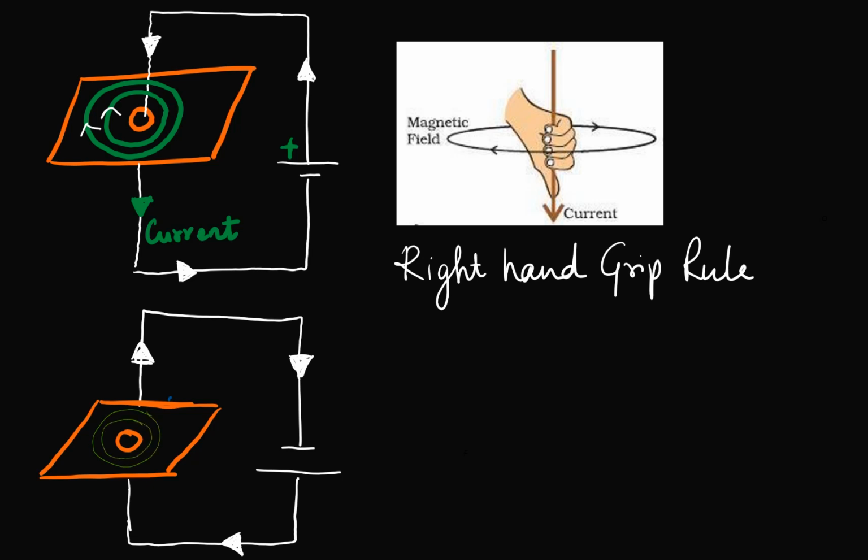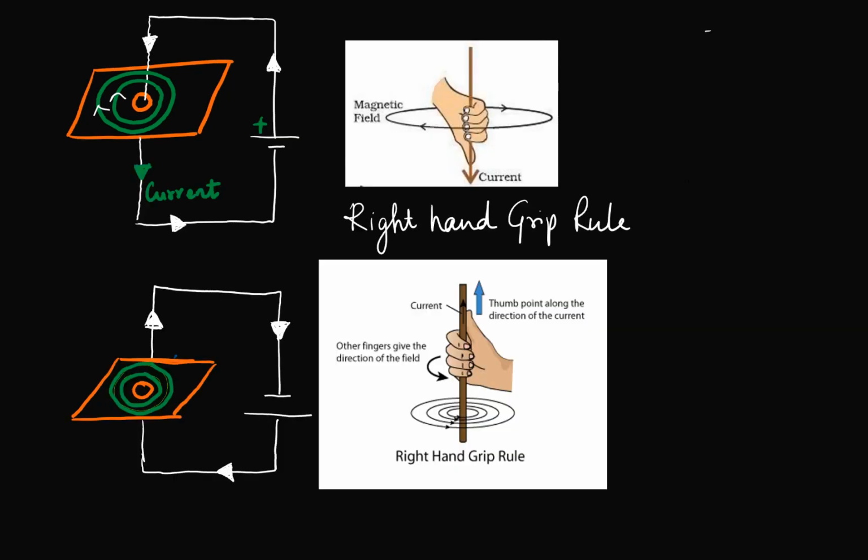Okay, so according to the right hand grip rule, what should happen? You should grip your wire in which way? You're going to grip your wire such that your thumb is going to point in the direction of the current as shown in the diagram to the right, and then in that case the curled fingers are going to give you the direction of the magnetic field line. So these are your magnetic field lines. So this is how the diagram is going to look.